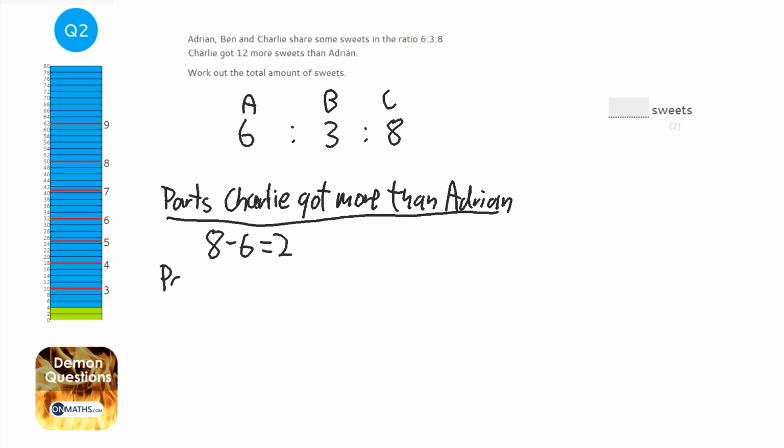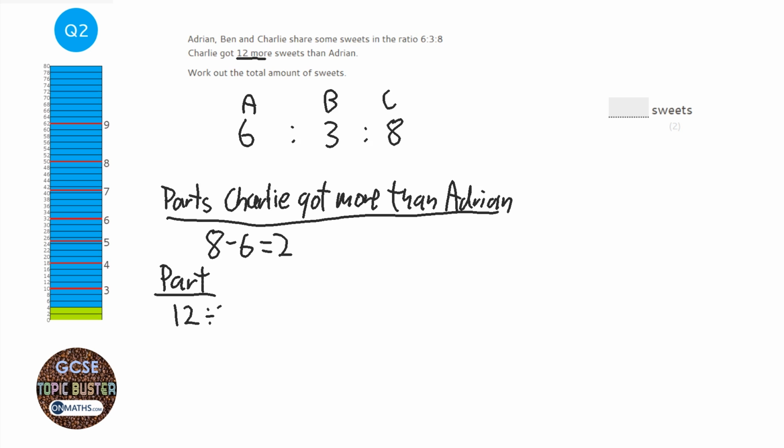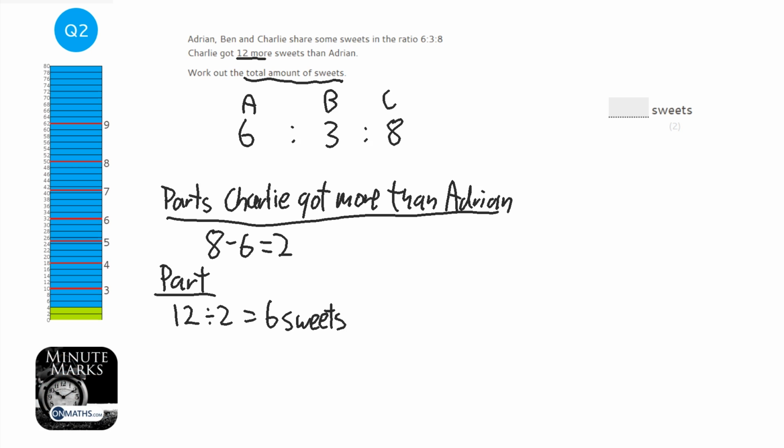And so let's have a look and see what one part is worth. So those 2 parts equates to 12 more sweets. So we do 12 divided by 2, 6. So each part is worth 6 sweets. And it says work out the total amount of sweets. So we need to work out how many parts there are in total. So we do 6 plus 3 plus 8.